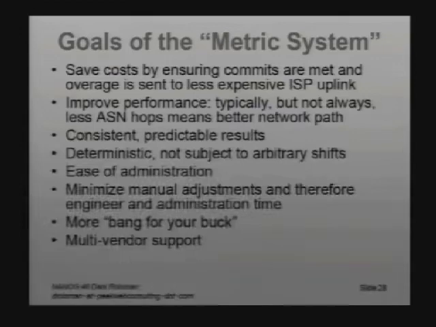So let me introduce the metric system in depth here. The goals of the metric system are to save costs, of course, by ensuring commits are met, and also by ensuring that your overage, once you've met your ISP commitments, you're sending your overage to your less expensive ISP. You're going to improve performance because typically a path with a shorter AS hop will mean a better network path.